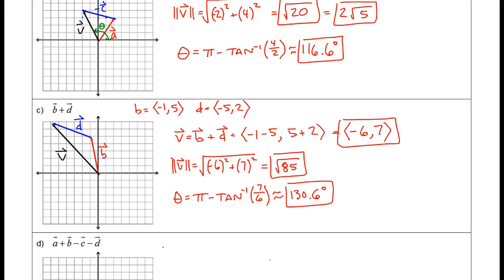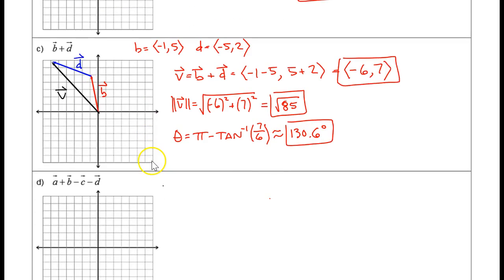Okay, folks, there you have the solution for part C. We have a component form of -6, 7, a magnitude of square root 85, and a direction of approximately 130.6 degrees. All right, let's move on to this last one, part D.